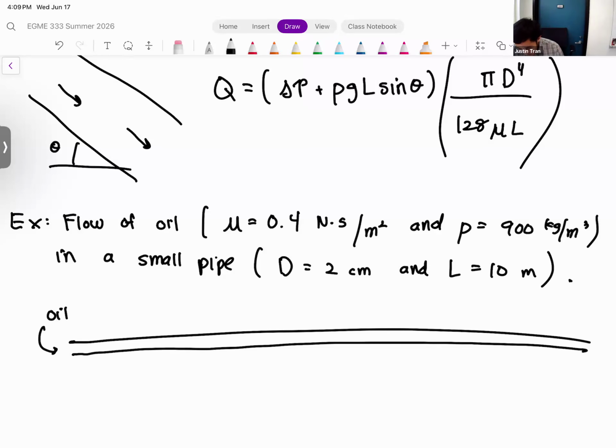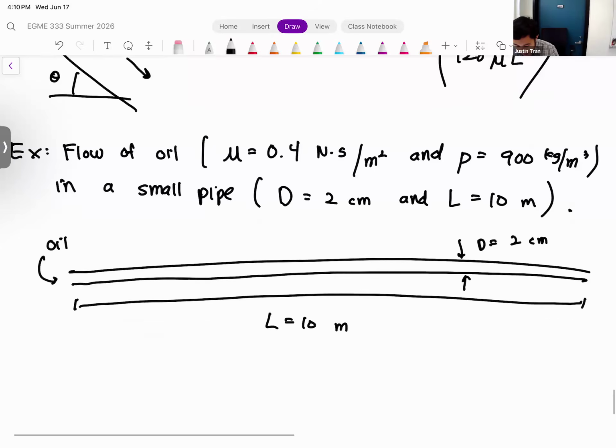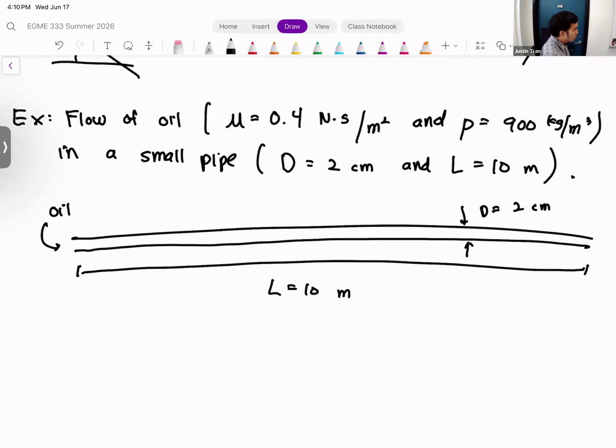Okay. For the length of the pipe, it's 10 meters. Diameter is 2 centimeters. Right? And oil has its properties that are given. Okay, so let's say that, for our particular application, we require a flow rate of at least 20 milliliters per second.